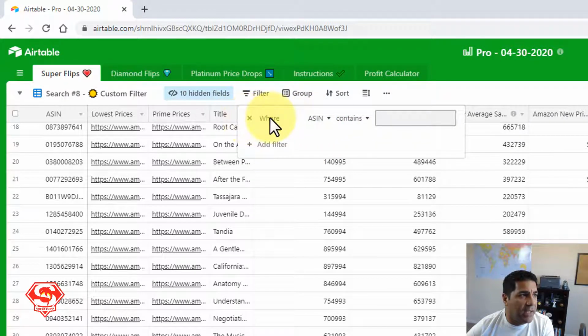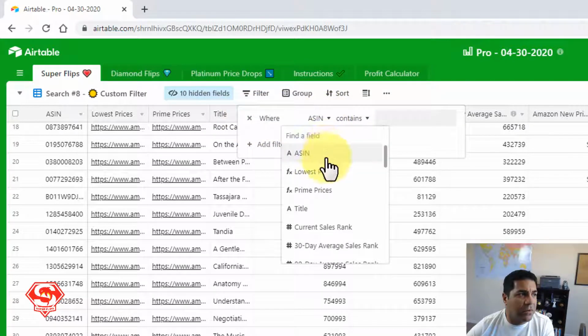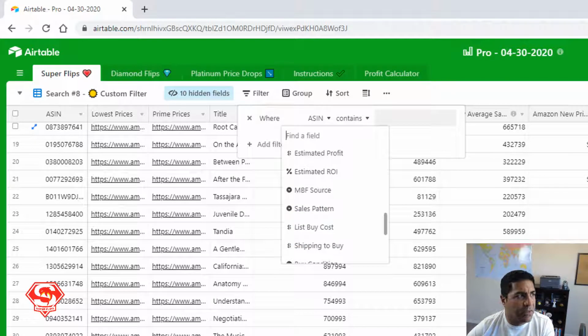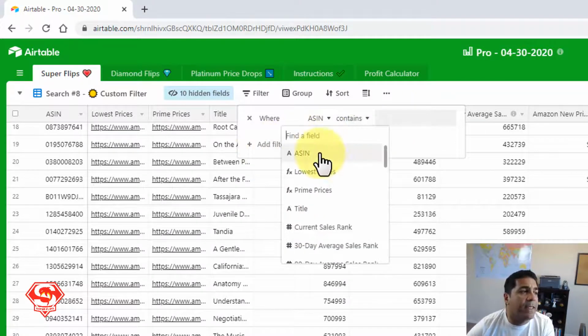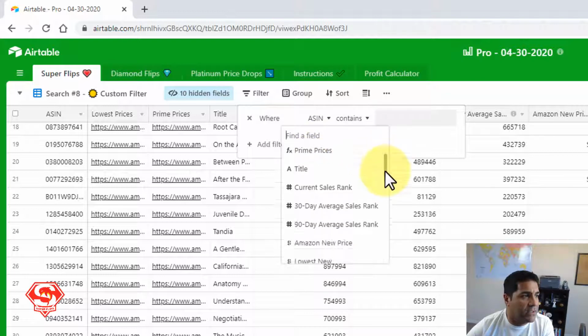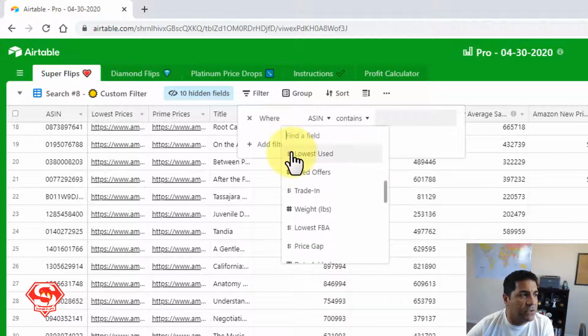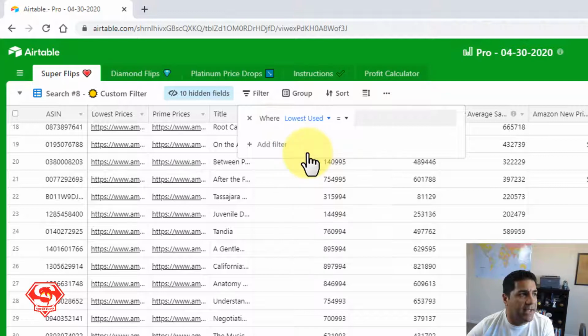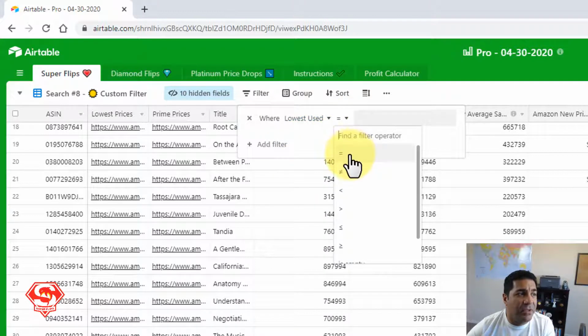And you've got this, these are all the fields, right? Everything you see here matches up here unless it's hidden. But we want to find books that are not expensive, so what we want to look for is the used price. So lowest used. We're going to click on that, and now we're going to click right here. We're looking for a dollar amount, so we're not going to go equals, right? Unless for some reason you only wanted books that cost $22.15. Then you would use that.